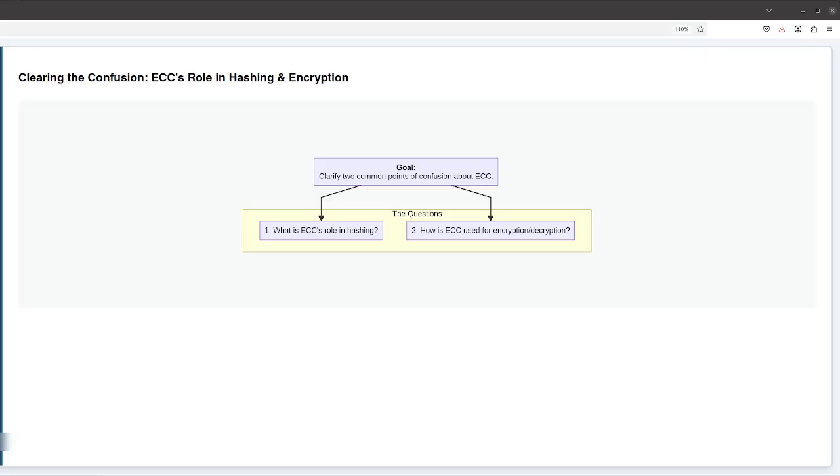Today, we are going to tackle two of the most common points of confusion about elliptic curve cryptography: its relationship with hashing, and how it is actually used for encryption and decryption. Many people are surprised to learn that ECC is not a hash function, and that you do not directly encrypt data with it. In this presentation, we will clear up these misconceptions and give you a precise understanding of ECC's true role in modern security.